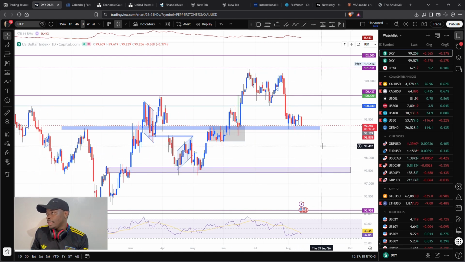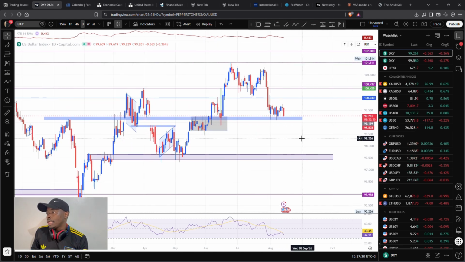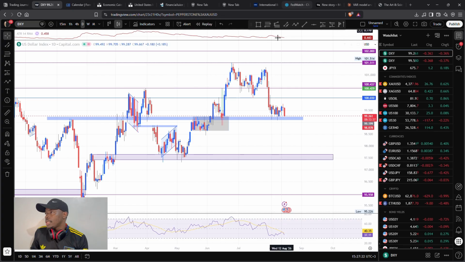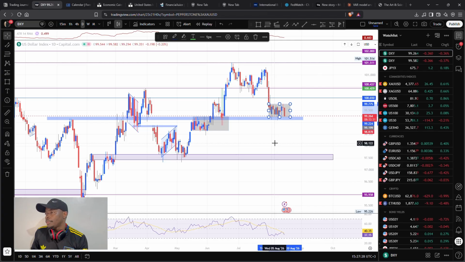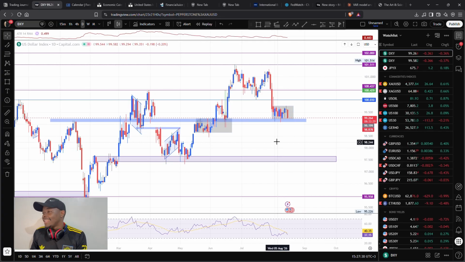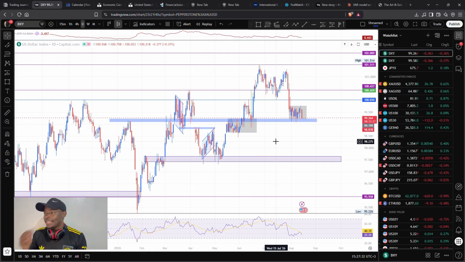Now, another thing that is showing me that it could break lower is that you can see it has started to range around this area, it has started to consolidate around this area. And for me, the biggest probability is, when you see price consolidate at a support and resistance zone, the biggest probability is that it will break.